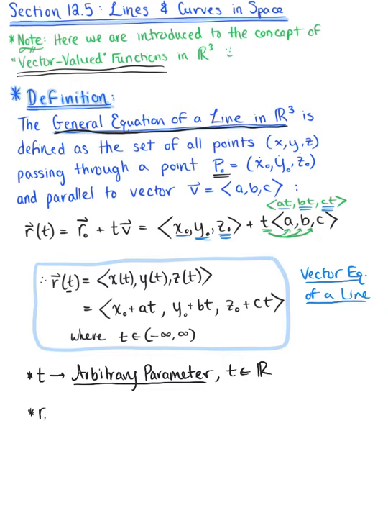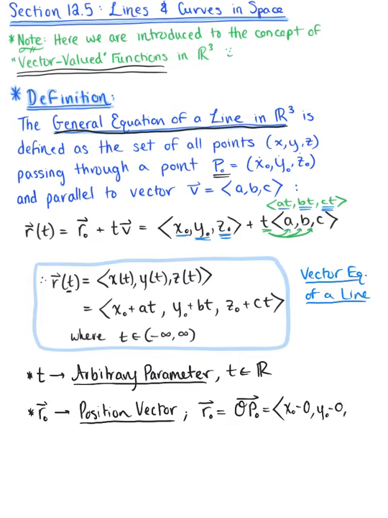Now the position vector r naught, again, is the vector from the origin to that point P naught. So we can think about this r naught as being equal to the vector from the origin to point P naught. If we think of the components, this is terminal minus initial. So this would be x naught minus 0, y naught minus 0, z naught minus 0, which leaves us with that position vector x naught, y naught, z naught.